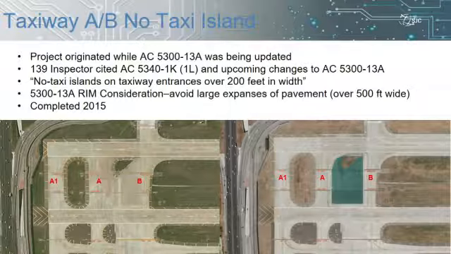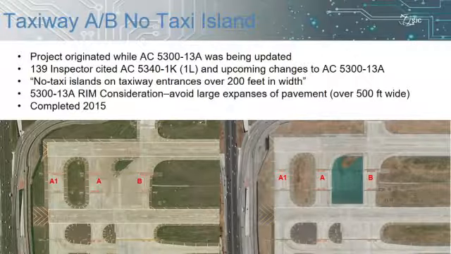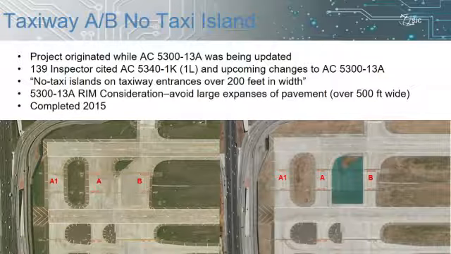5300-13A RIM consideration also talks about avoid large expanses of pavement, which Jeff mentioned in his presentation as well, and this one was over 500 feet wide, so it was an excellent project to move forward with, and this was only recently completed in 2015, well after 13A was updated and out there.